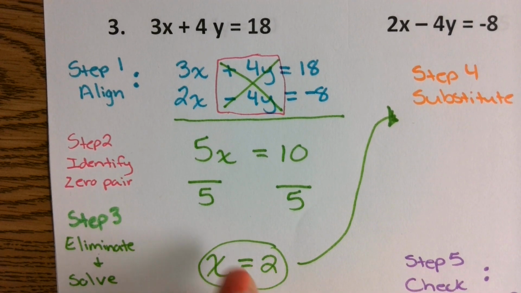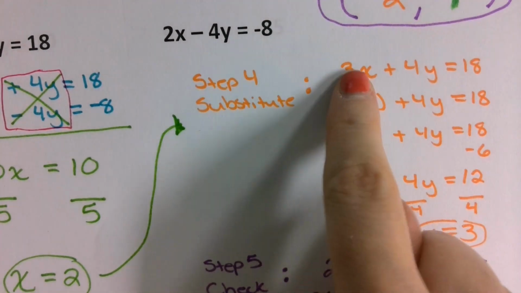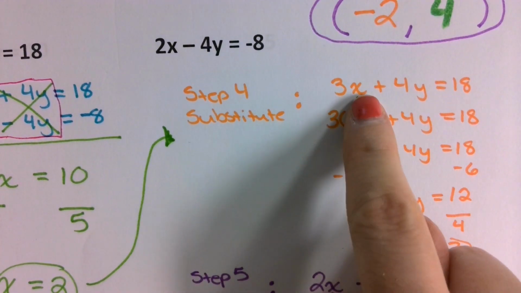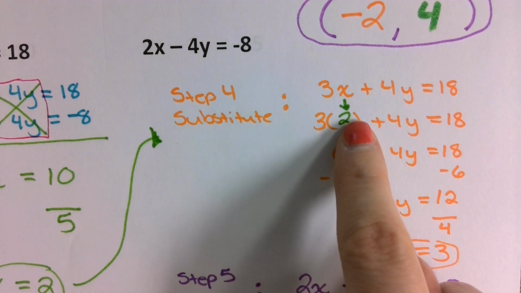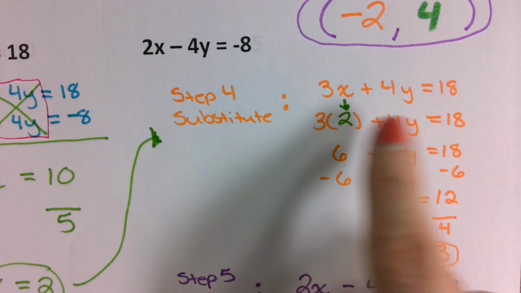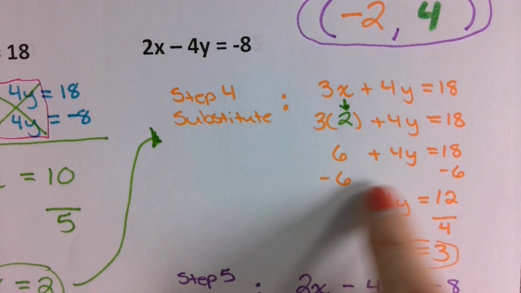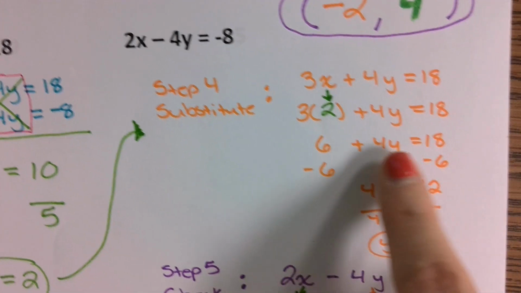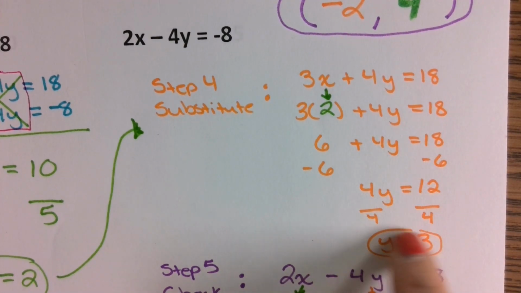You then take that value and you go to step 4. Step 4 is to substitute it into one of the equations. I used 3x plus 4y is equal to 18. That becomes 3 times 2 plus 4y is equal to 18. 3 times 2 is equal to 6. You would then subtract the 6 from both sides for solving. That would leave you with a positive 4y is now equal to 12. Then you would divide both sides by 4 and you get y is equal to 3.